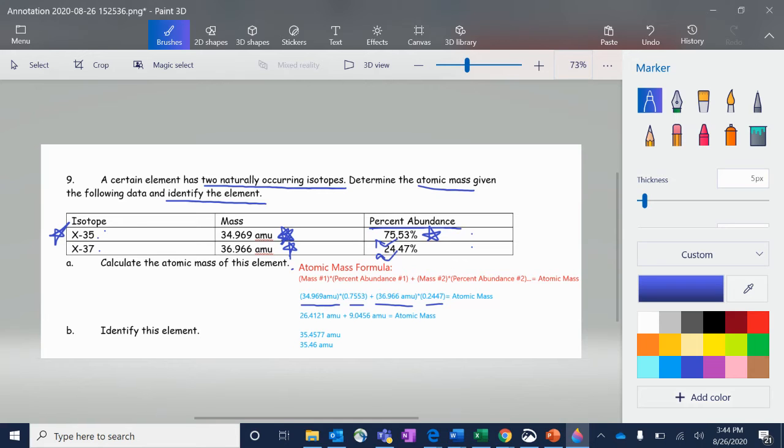Then, remember our PEMDAS, right? We have to first do multiplication before we can do addition. So we're going to multiply 34.969 times 0.7553, and that gets us this number here, 26.4121 AMU. Remember that we're not going to round any of these numbers until the very end. We're going to do the same thing for our second set of numbers to get 9.0456 AMU. And then finally, we're going to add those two numbers together to get 35.4577 AMU. And then we can round to the hundredths place.